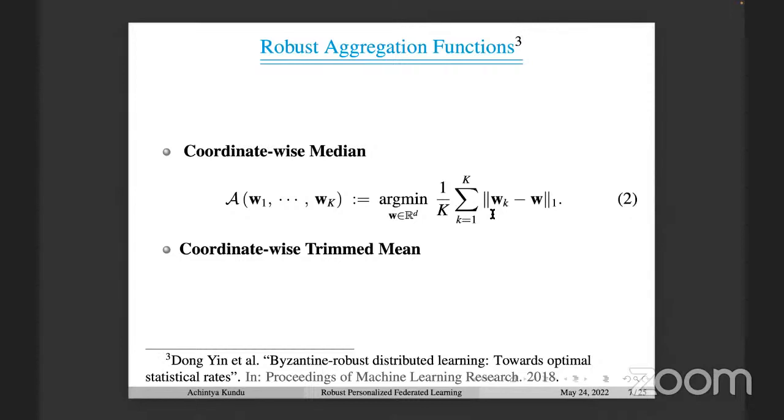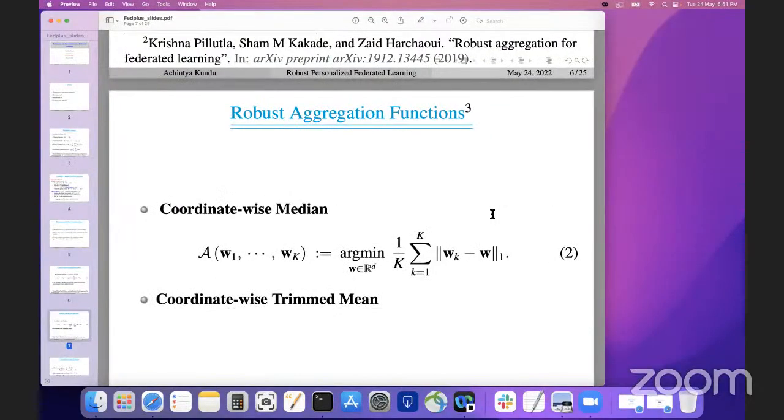But the problem with the existing approach is based on the... Achintya, sorry to interrupt. Can I ask a question? Nilesh here. In the coordinate-wise trimmed mean that you mentioned, how do they define robustness, and how do they show it's better, for example, than not trimming?